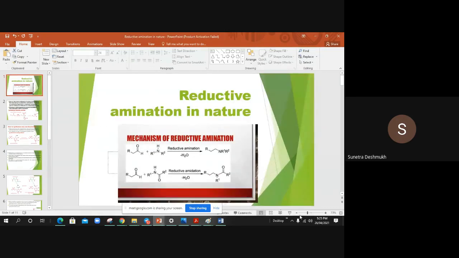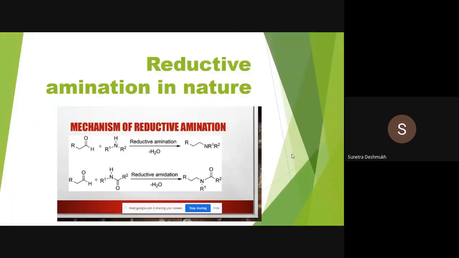So now in this topic today we will see the reductive amination in nature. So what exactly reductive amination happens in nature? Initially we will see what reductive amination is. A carbonyl group, aldehyde group, when treated with secondary amines, undergoes reductive amination via elimination of water molecules. There is a formation of a new carbon nitrogen single bond with elimination of the oxygen atom. This is nothing but reductive amination, and there is a formation of a new carbon nitrogen single bond.